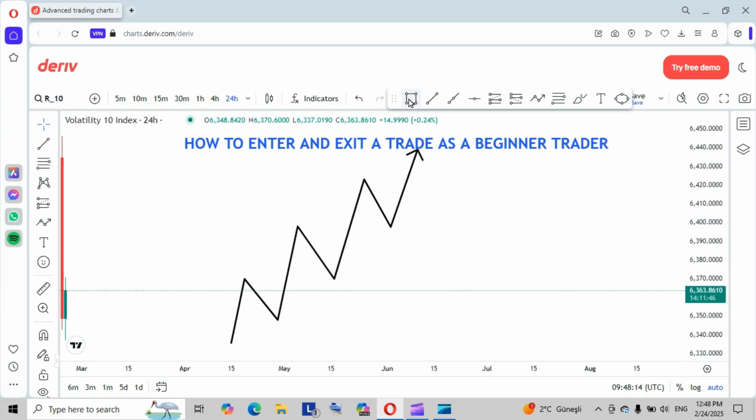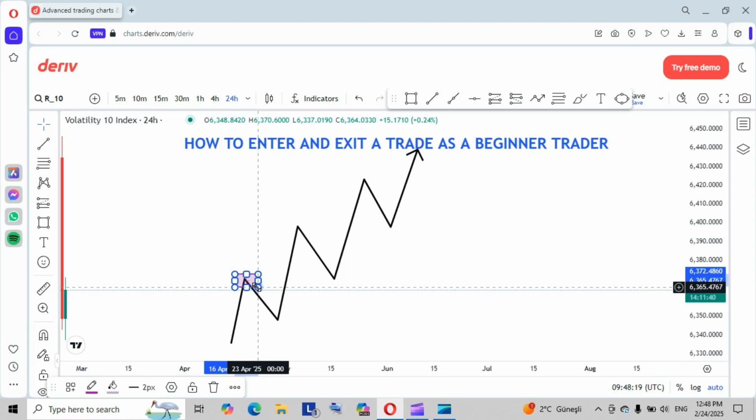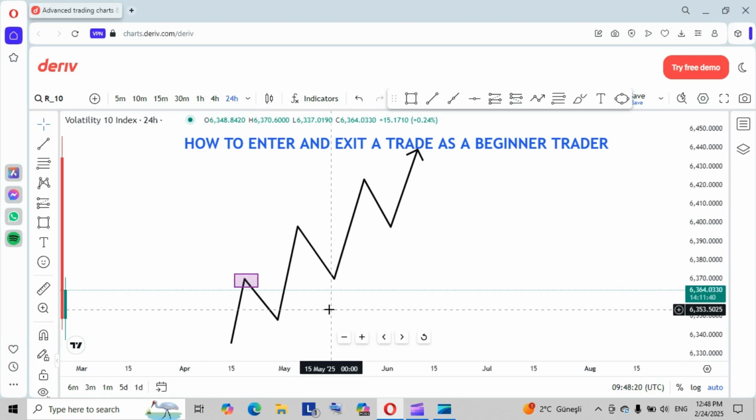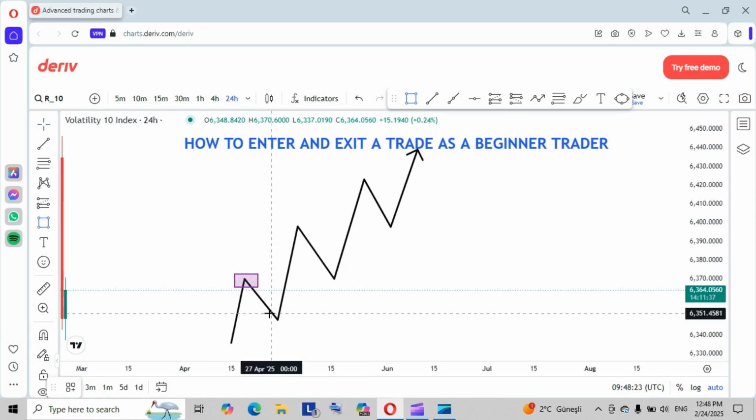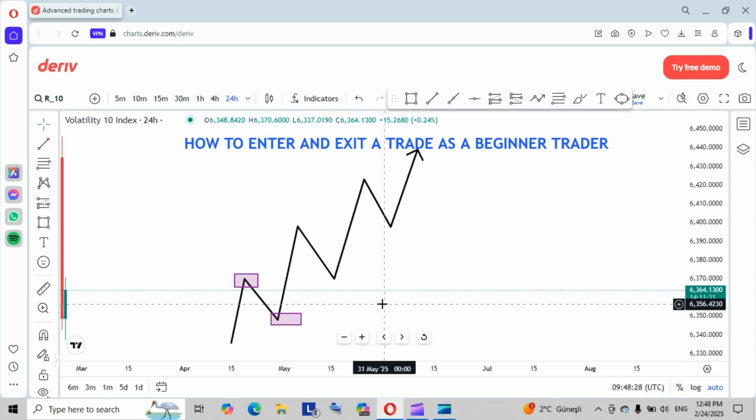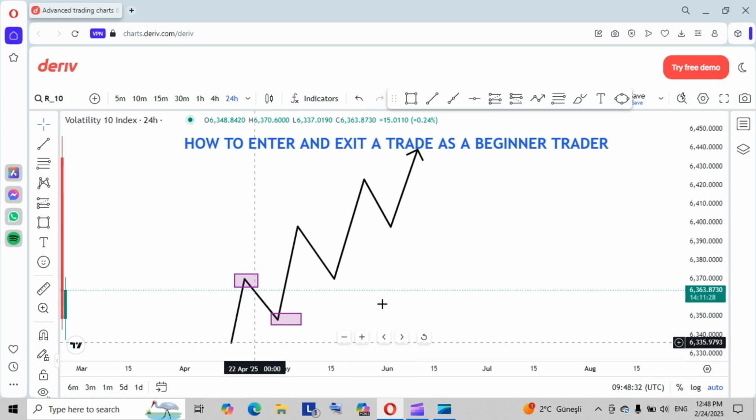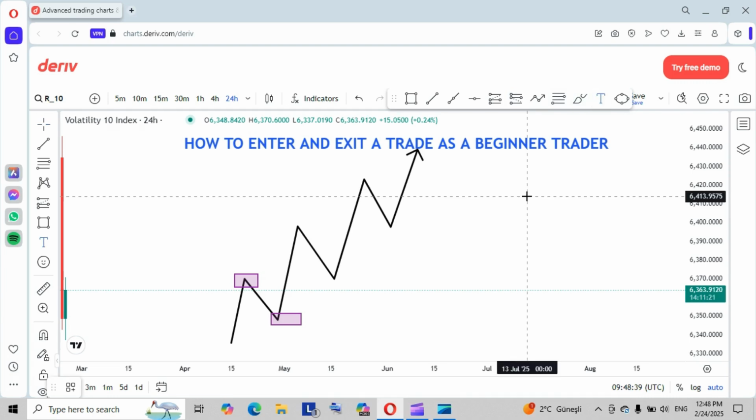So let's say now, this is the highest point. This is the higher high, and this is our higher low, the point where the sellers were able to push down. First, you want to be able to identify the structure. So now you see higher high, higher low. Then we have what we call break of structure.